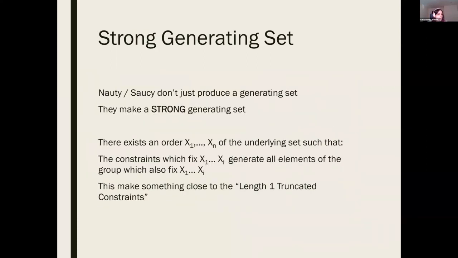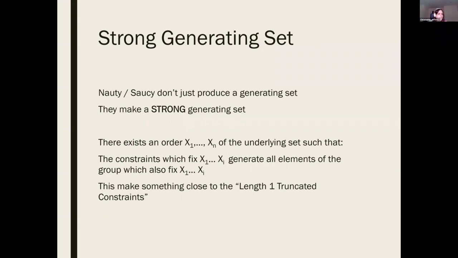Now, I'm going to do a bit of group theory briefly. Nauty and Saucy don't just produce generating sets. They produce what mathematicians call strong generating sets. A strong generating set has the property that it's a generating set, and if I fix the first k variables for some k, and I take the elements of the generating set that also fix the first k things, they generate what's left of the group. The idea is it generates the group, and then if I fix the first thing, the generators that fix the first thing also generate all the elements of the group that fix the first thing. Fix the second thing, and that generates all the things that fix the second thing, etc., etc.